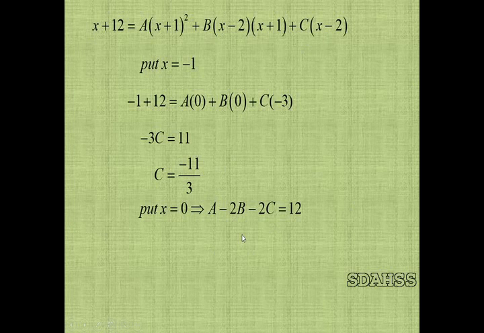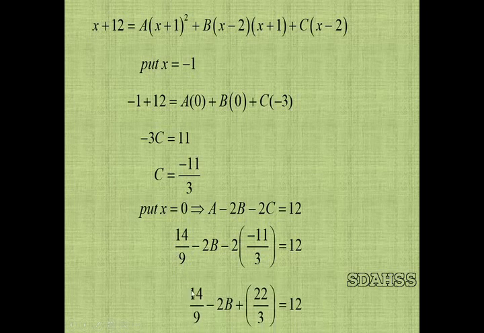Already we found the values of a and c. So those two values you have to substitute in this equation. So this equation becomes 14 by 9 minus 2b minus 2 into, in the place of c substitute minus 11 by 3, is equal to 12. Then 14 by 9 minus 2b plus 2 into 11, 22 by 3 is equal to 12.